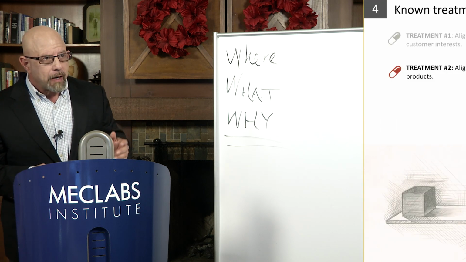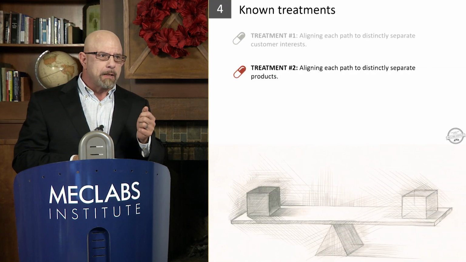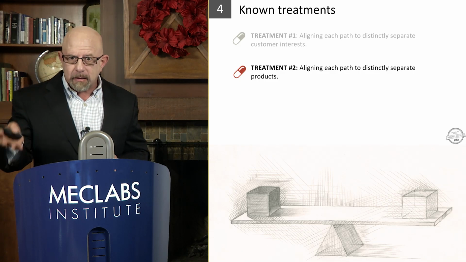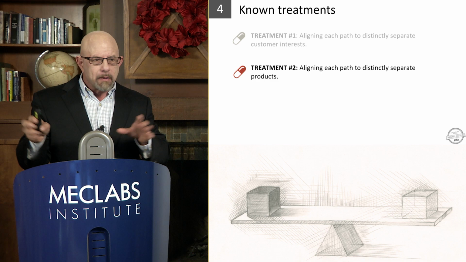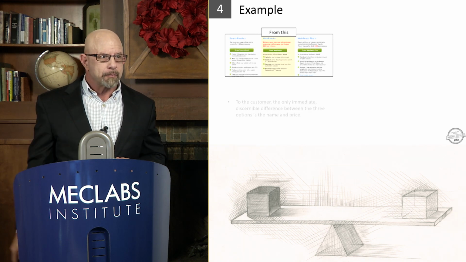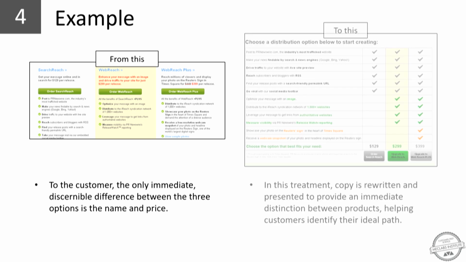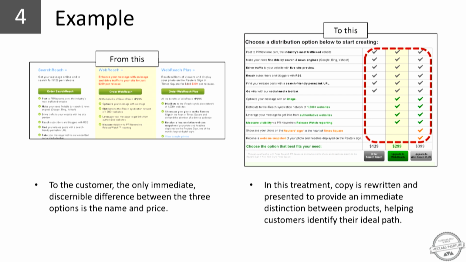So let's move on. One way to treat the problem is to align each path to distinctly separate customer interest. That's their interest. Another is to do the same thing with very specific prospect-focused products. Remember, there's 4 kinds of value propositions, and there's product and prospect level value propositions. And by doing this, you help create clarity. From this, 3 columns. See, 3 calls to action to this.